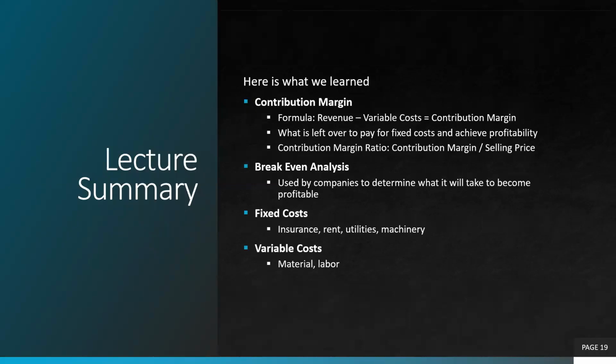So in this lecture, here's what we've learned. Contribution margin: the formula is revenue minus variable costs, and that gives you your contribution margin. Anything that is left over is to pay for the fixed costs with the hopes of achieving profitability. The contribution margin ratio calculation is contribution margin divided by the selling price. Break-even analysis is used by companies to determine what it will take to become profitable, and it uses fixed costs and variable costs.